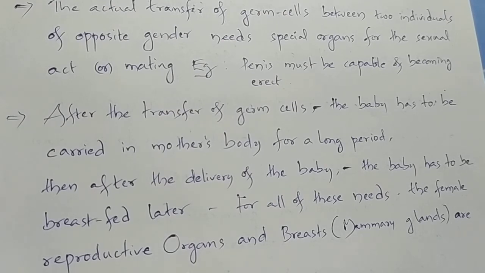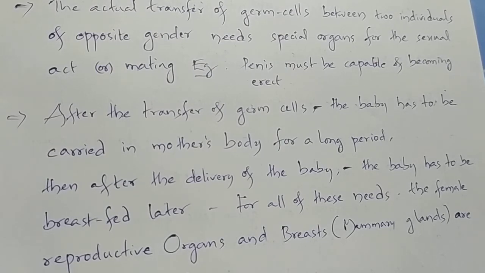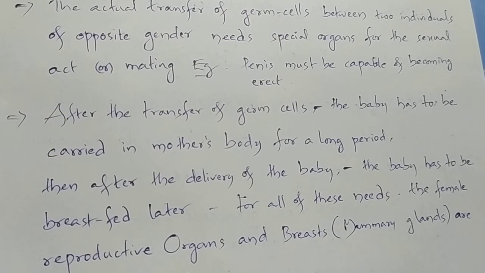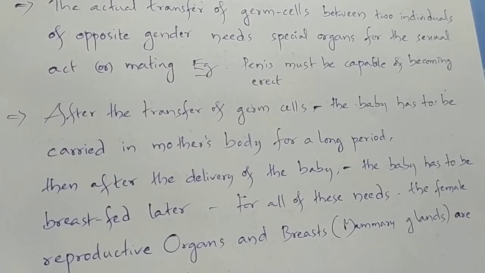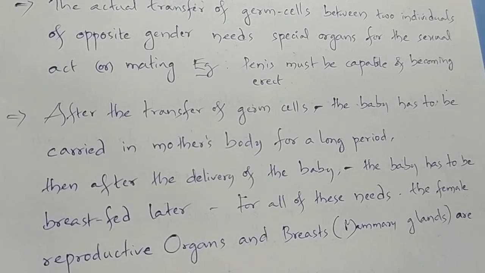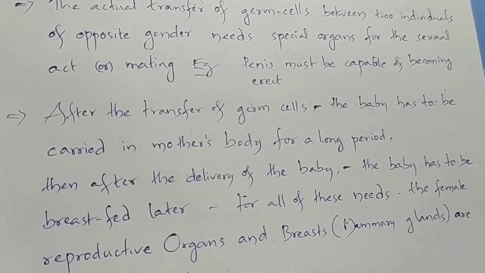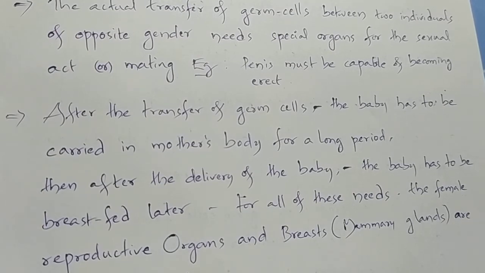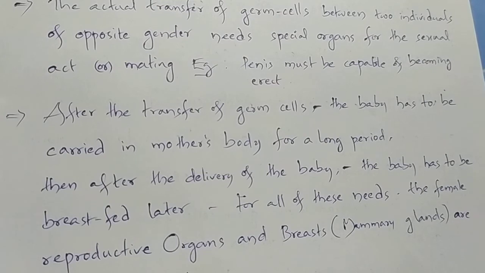The actual transfer of germ cells between two individuals of opposite gender needs special organs for the sexual act or mating. Like penis must be capable of becoming erect in order to ejaculate the sperm into the female reproductive tract. So, the transfer of germ cells between two individuals of opposite gender needs special organs during the sexual intercourse time or mating time.